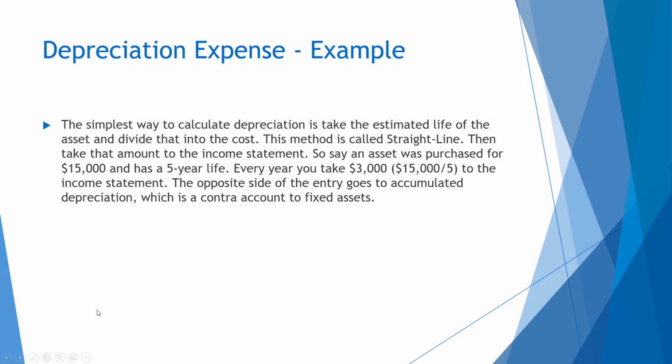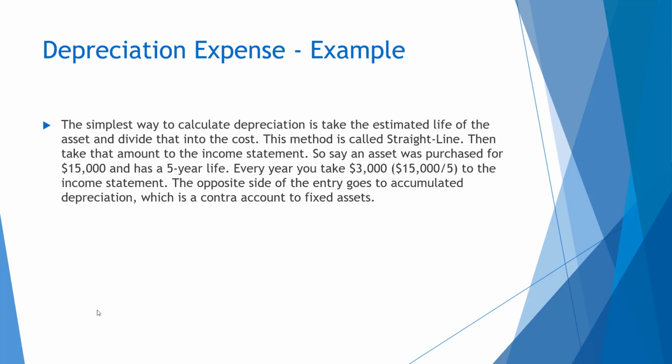So let's walk through a quick example. The simplest way to calculate depreciation is to take the estimated life of the asset and divide it into the cost. Most vehicles and most equipment are going to be 5-year assets. When you divide the life of the asset into the cost, that is what's called straight line depreciation. There are a whole bunch of methods out there, and I'm not going to get into all of them, but I'd say about 90% of the US uses straight line depreciation, which is a totally acceptable depreciation method.